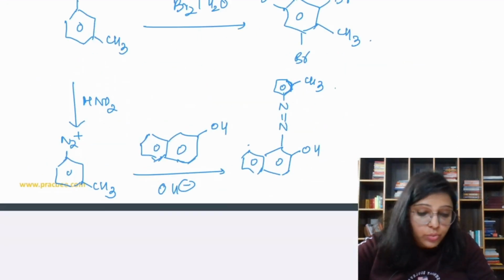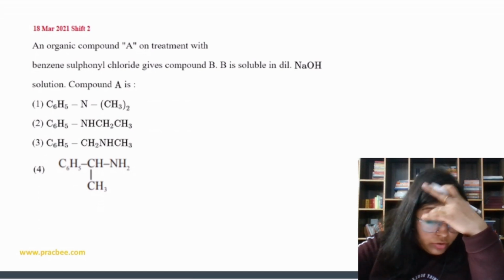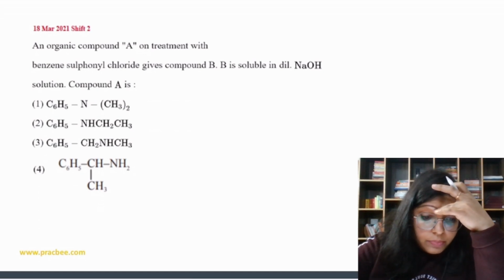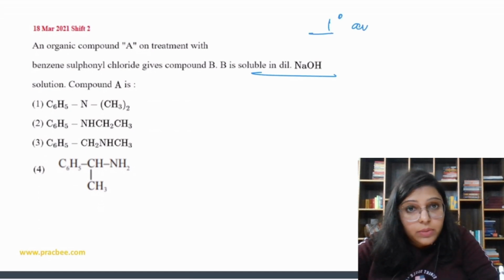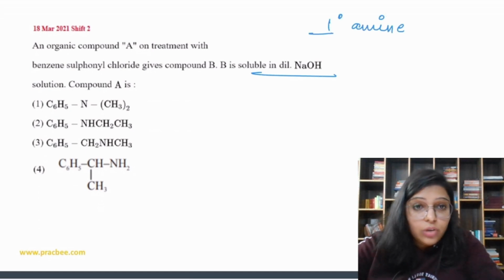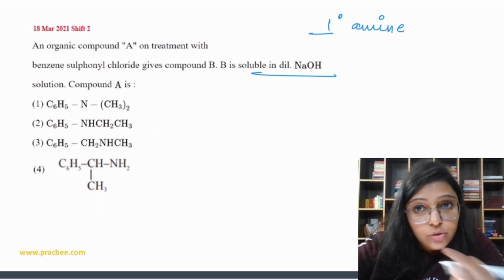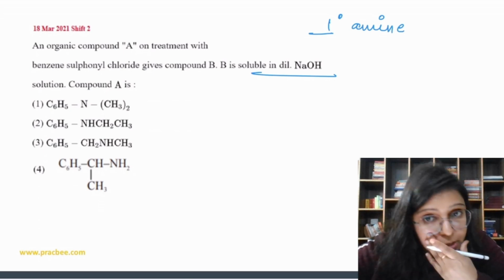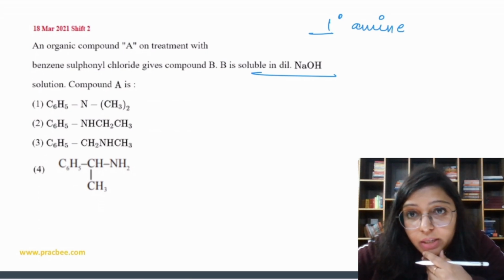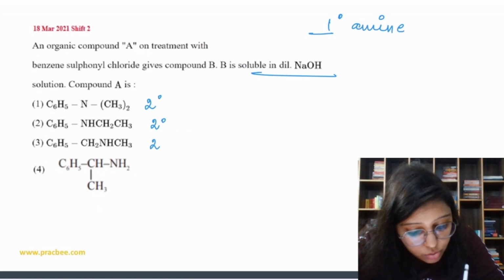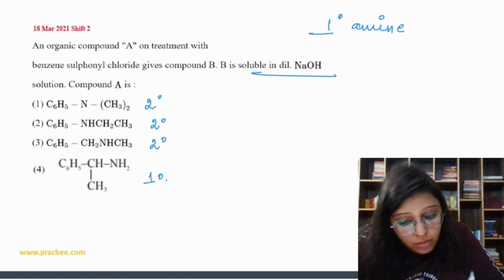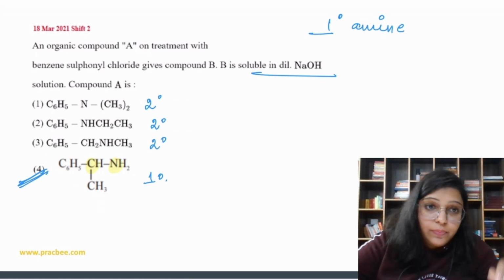Now, next question. An organic compound A on treatment with benzene sulfonyl chloride gives compound B. B is soluble in dilute NaOH. It means that is a 1 degree amine. A 2 degree amine is insoluble in NaOH, and a 3 degree amine does not show any reaction with the Hinsberg reagent. So we have to identify the 1 degree amine. This is a 2 degree amine, this is a 2 degree amine, this is a 2 degree amine, this is a 1 degree amine, because nitrogen is bonded to 1 carbon. So option 4 is the correct answer. Clear?